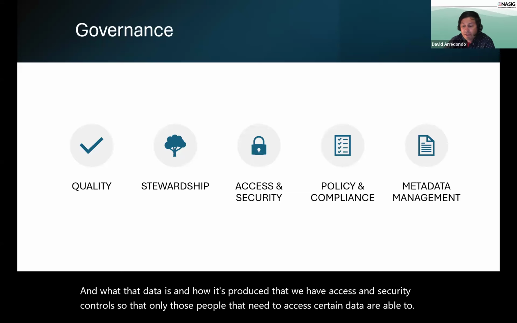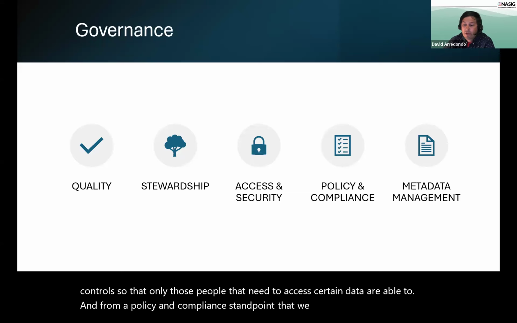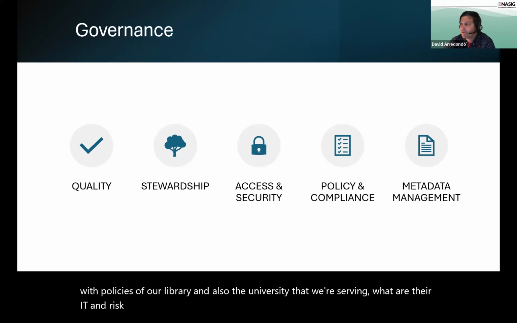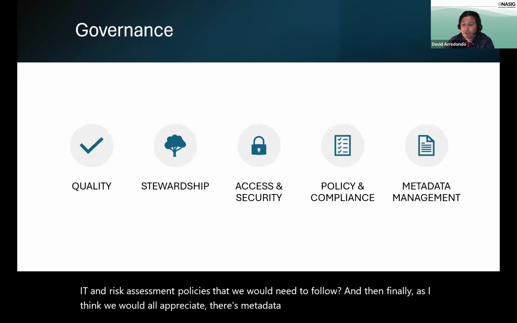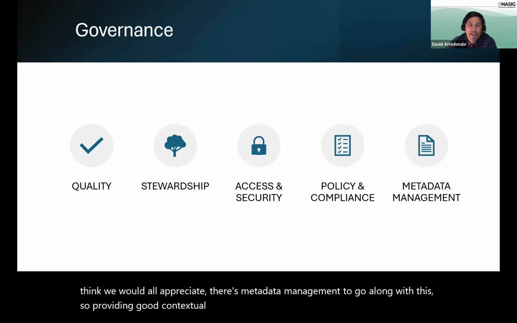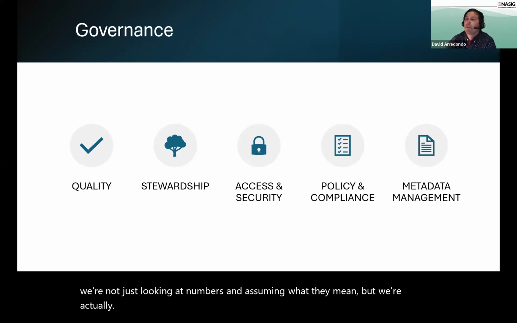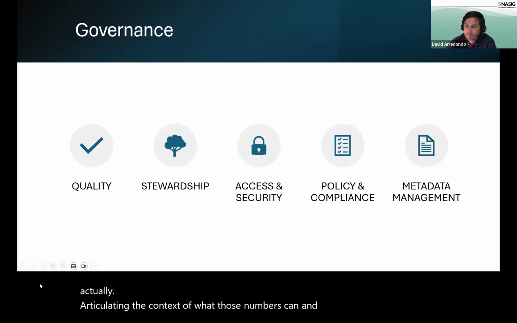And from a policy and compliance standpoint, that we are aligning our practices with policies of our library and also the university that we're serving. What are their IT and risk assessment policies that we would need to follow? And then finally, as I think we would all appreciate, there's metadata management to go along with this. So providing good contextual information to help with data interpretation. So we're not just looking at numbers and assuming what they mean, but we're actually articulating the context of what those numbers can and cannot tell us.